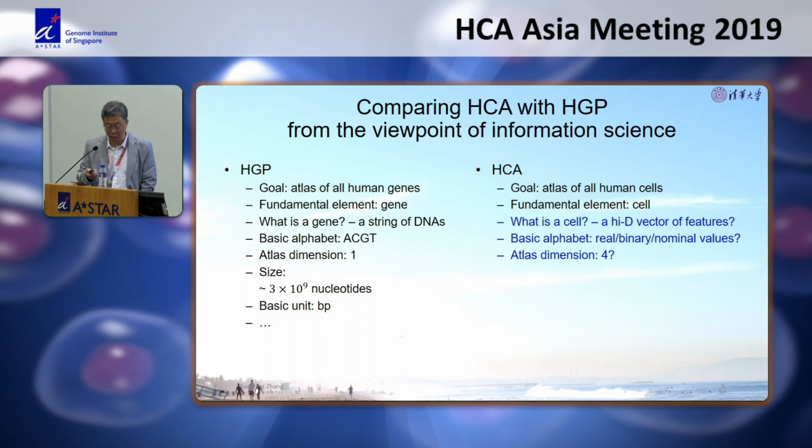And what's the dimension? We are three-dimensional creatures, and we have a history, so we are at least 4 dimensions, and there may be other underlying dimensions. So this is not clear. And the size: the human genome is about 3 billion nucleotides, with the basic unit as bp. But for the HCA, we estimate that the size should be 37 trillion cells and a lot of dimensions. And what is the basic unit?